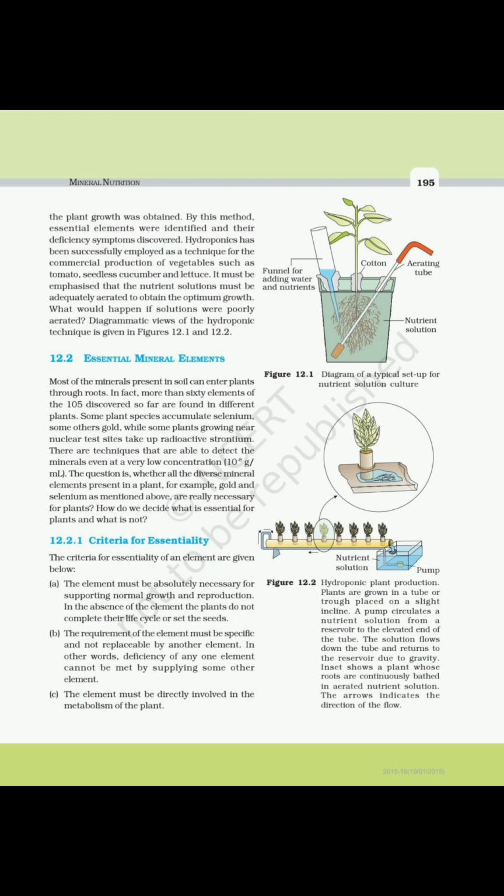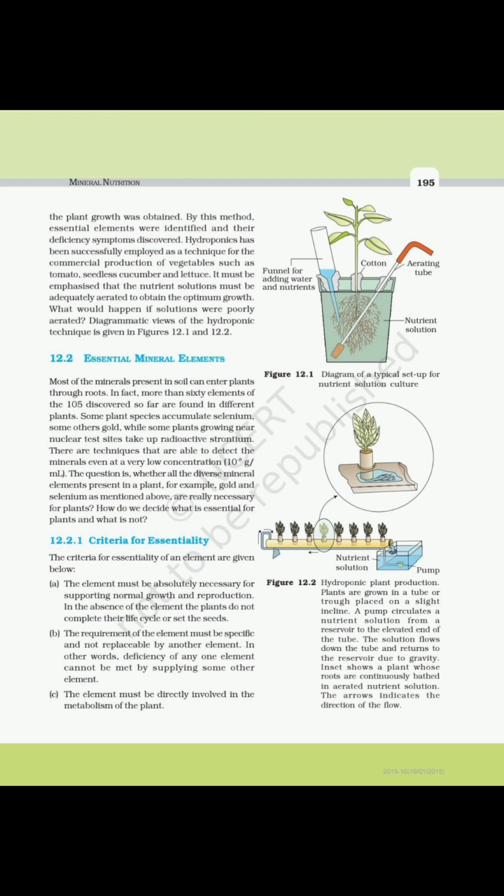By this method, essential elements were identified and their deficiency symptoms discovered. Hydroponics has been successfully employed as a technique for the commercial production of vegetables such as tomato, seedless cucumber and lettuce. It must be emphasized that the nutrient solutions must be adequately aerated to obtain the optimum growth. What would happen if solutions were poorly aerated? Diagrammatic views of the hydroponic technique are given in figures 12.1 and 12.2.